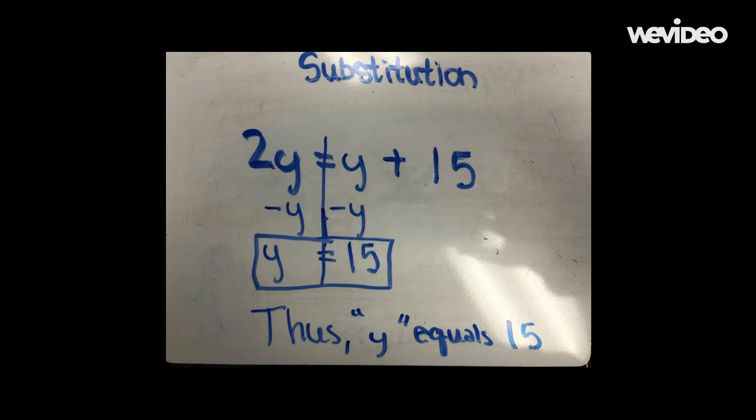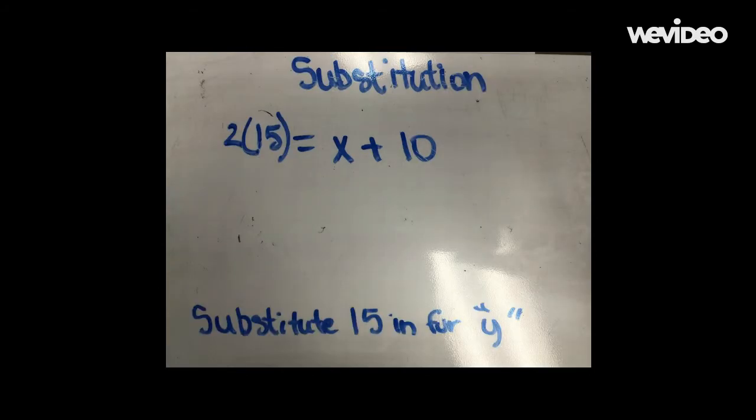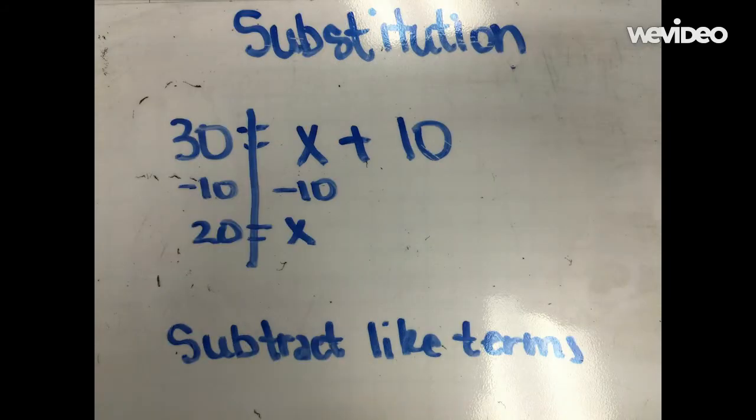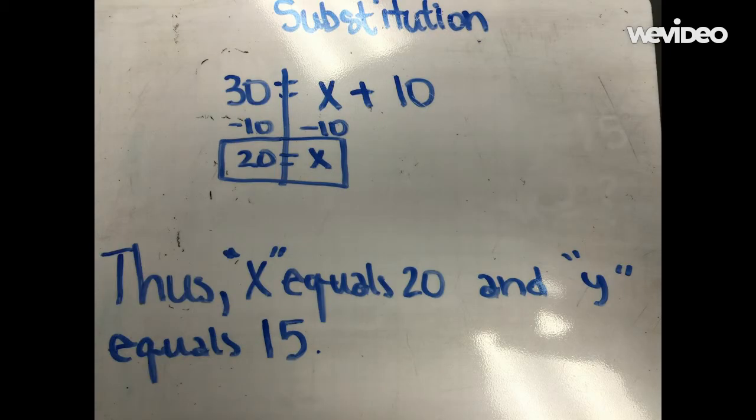So as you can see, we put 15 in for the position of y, and we're going to have to take 2 times 15 equals x plus 10. That leaves us with 30 equals x plus 10. From that, we can subtract 10 from each side to get the x term alone, which gives x equals 20 once we do that. Thus, x equals 20 and y equals 15 for this equation.